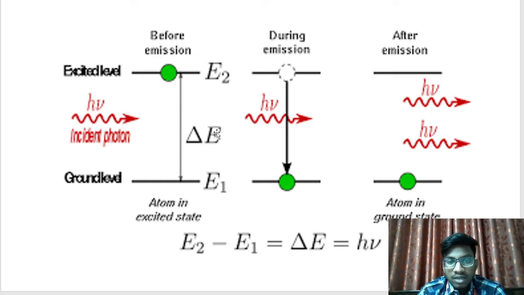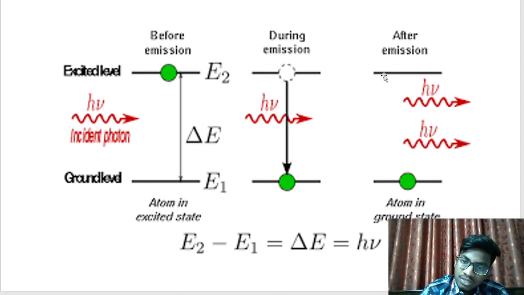Here, let us consider two states, E1 and E2. The atom is usually present at E1. Before emission, when we send a photon of energy h mu to the atom, it goes to the higher orbit. After completion of its lifetime, the atom spontaneously decays to the ground state, releasing a photon of h mu, and this photon is responsible for influencing the atoms present in the metastable state.